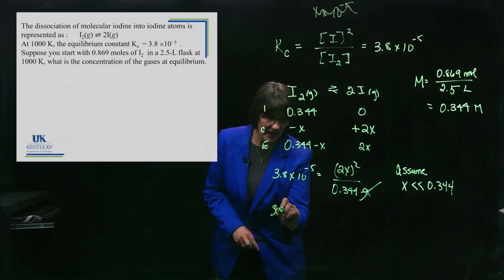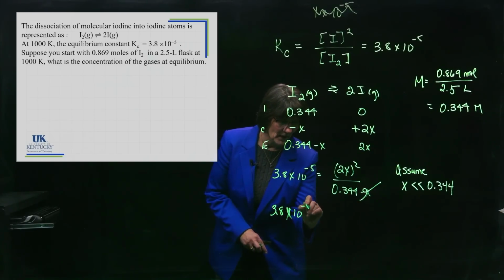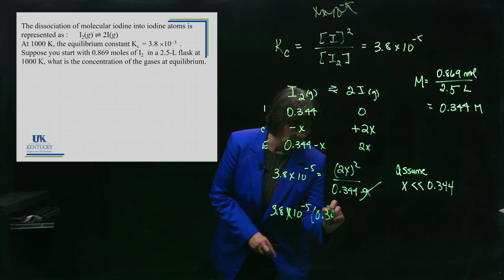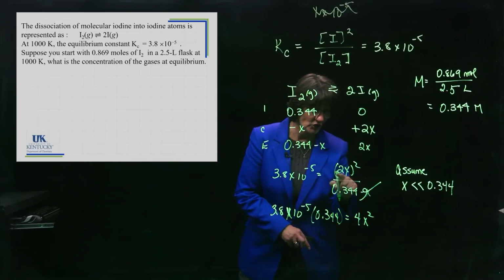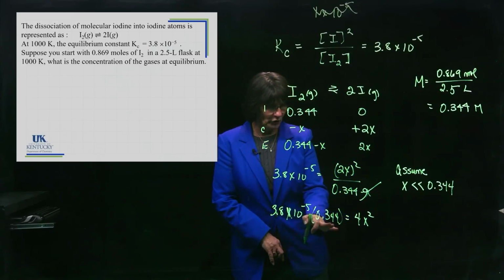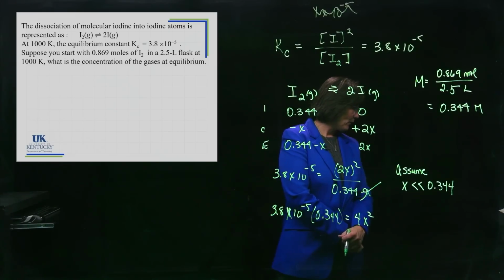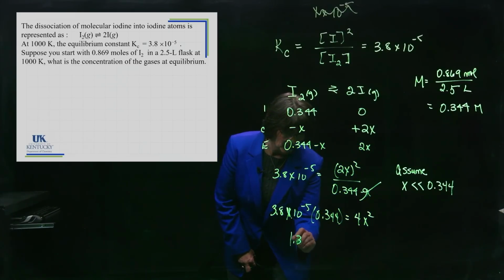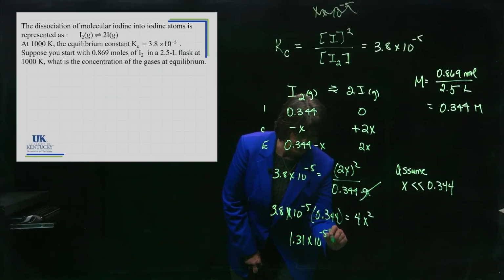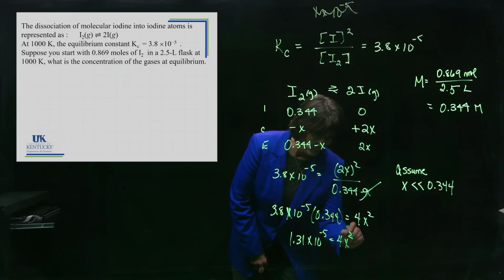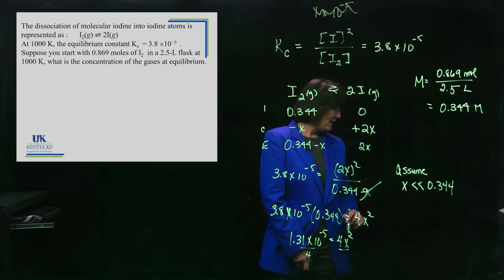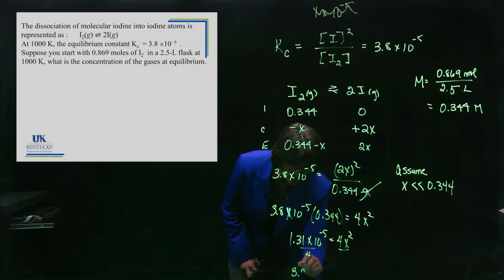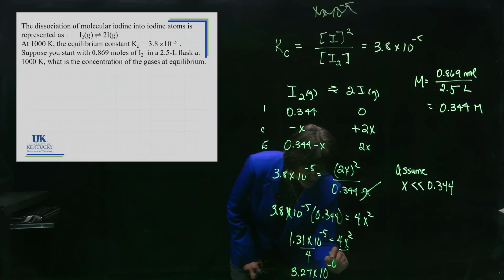So now I have 3.8 times 10 to the minus 5 times my denominator, getting it up here, okay? And that is going to be equal to 2x squared, which is 4x squared. The 2 and the x are both squared. So when I multiply these two values together, I will end up with 1.31 times 10 to the minus 5. Okay, I will divide both sides by 4. What will that give me? When I divide both sides by 4, I get 3.27 times 10 to the minus 6.